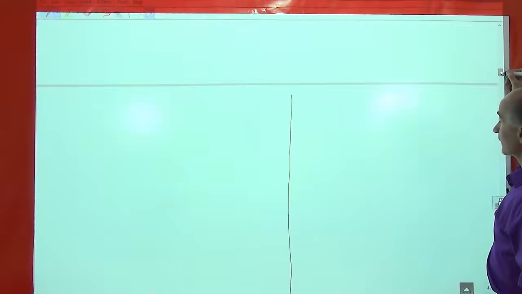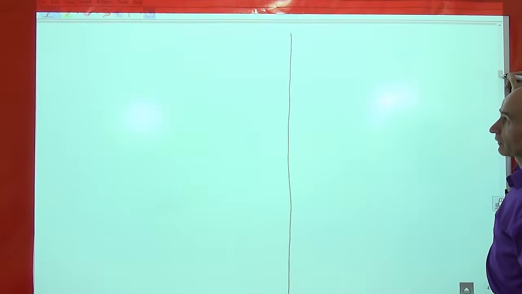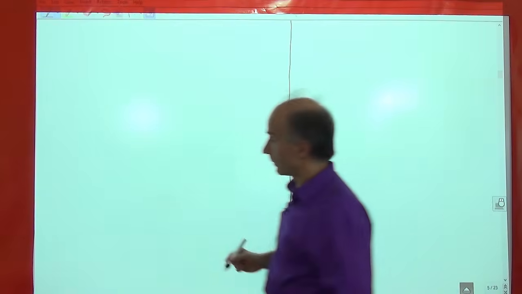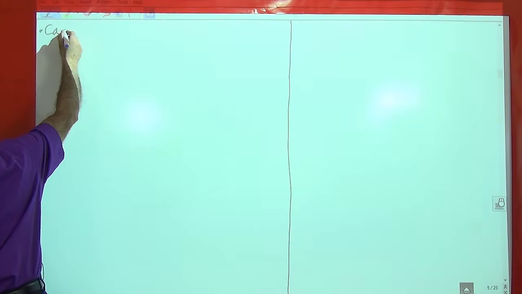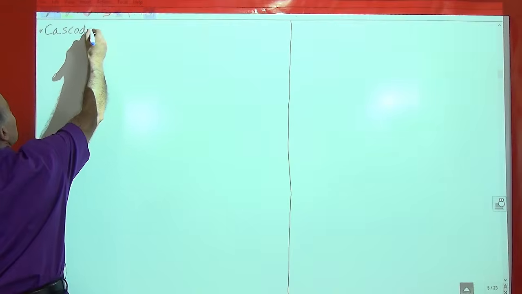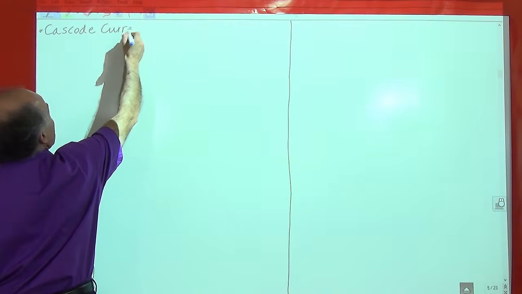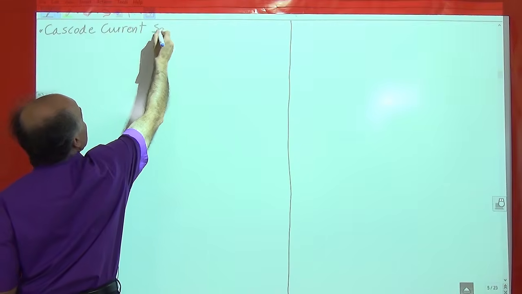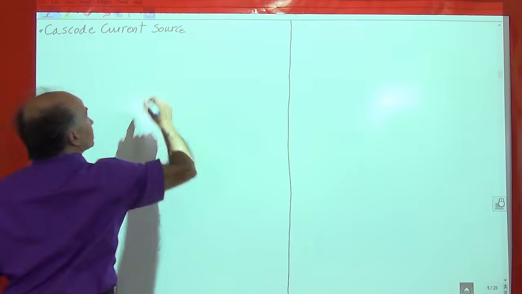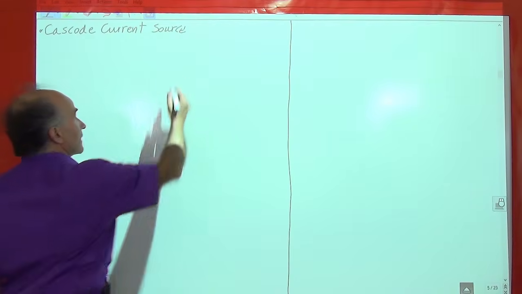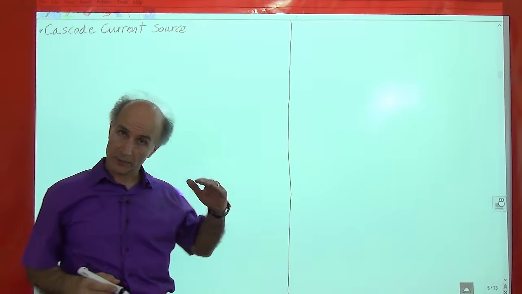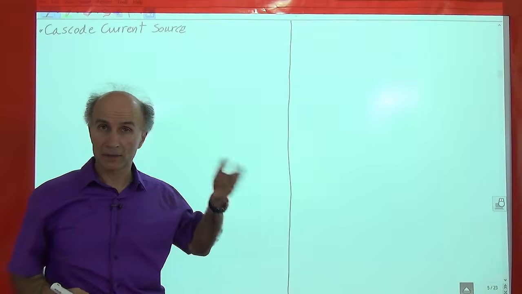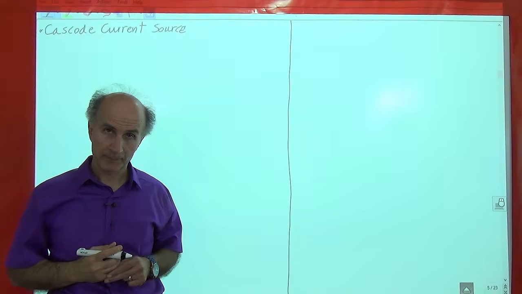Okay, so with that said, we can now jump into our first circuit. And the first circuit is the Cascode topology. So we're going to talk about the Cascode current source. As I said, the Cascode can operate as a current source or as an amplifying device. So first we consider it as a very simple constant current source and see what it does.